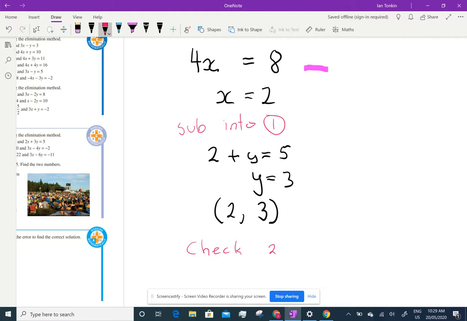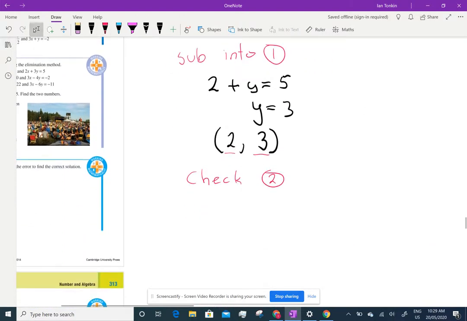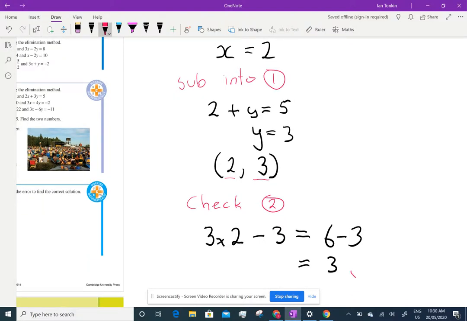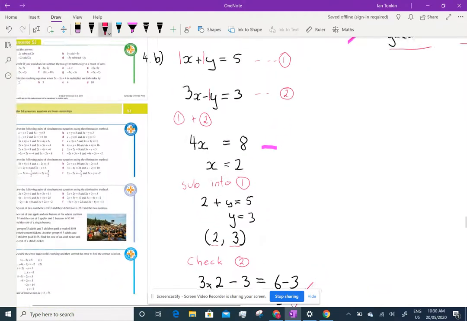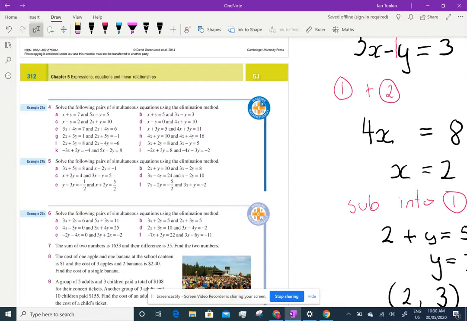in equation number 2. So I put these two values, x and y, into equation number 2 and see if it works. And equation number 2 is 3x minus y equals 3. So 3 times the x value, 2, minus y, 3. Well, what does that equal? 6 minus 3 equals 3. And was that what we needed? Yes, it was. So it works. It's true. And my solution is correct. And the solution is the coordinates 2, 3. Now that is 4b. That should be enough for you to do 4a.